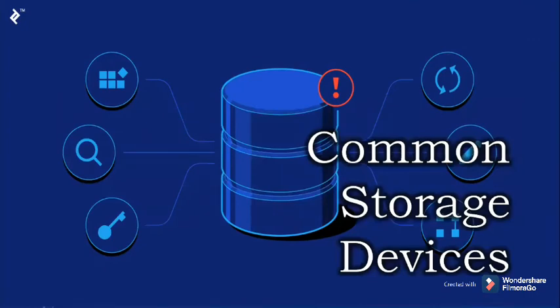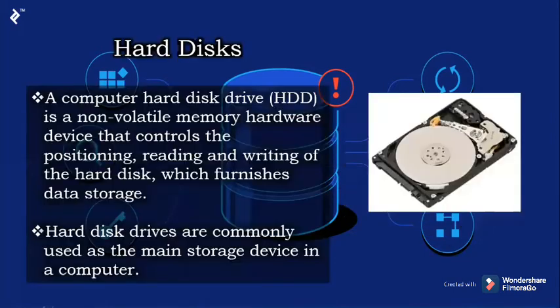Common storage devices. Hard disk. A computer hard disk drive is a non-volatile memory hardware device that controls the positioning, reading, and writing of the hard disk, which furnishes the data storage. Hard disk drives are commonly used as the main storage device in a computer.